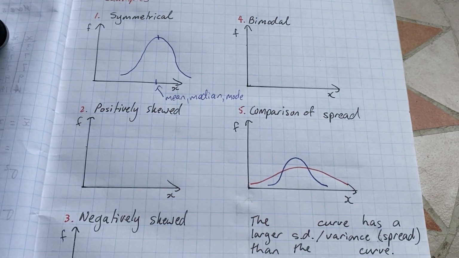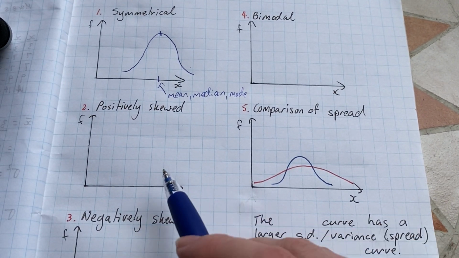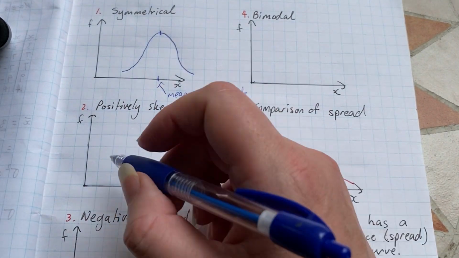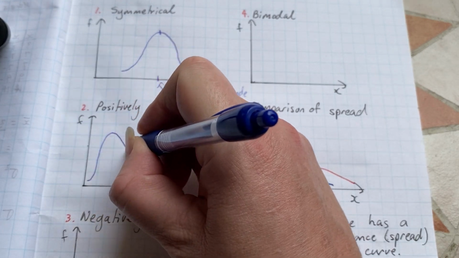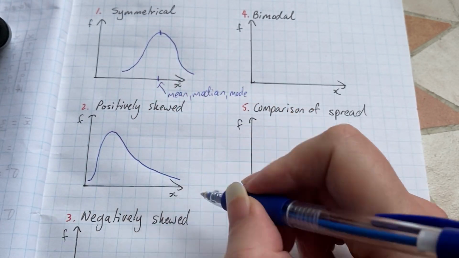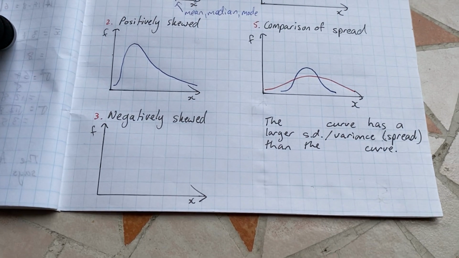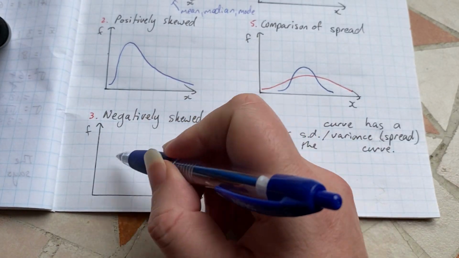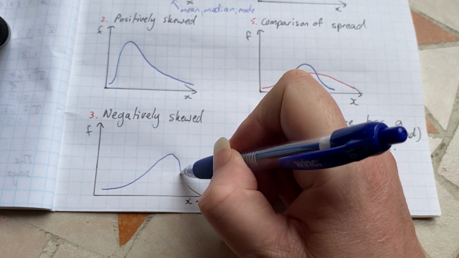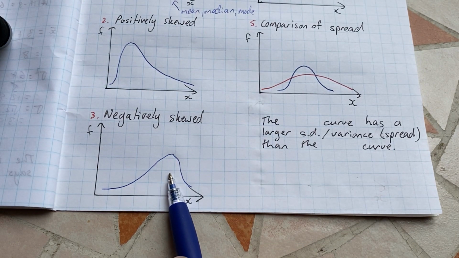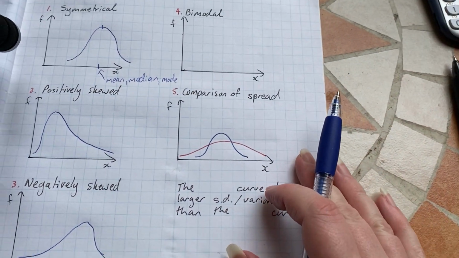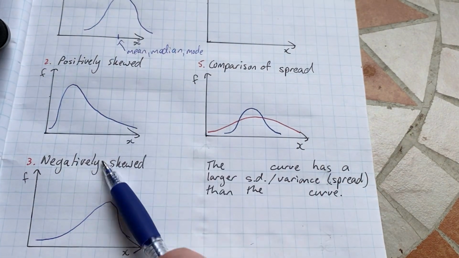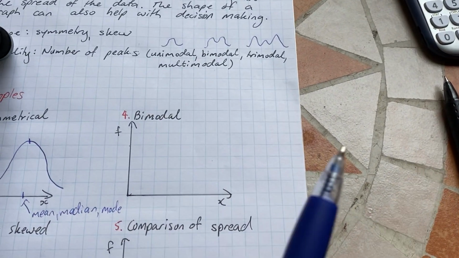If data is positively skewed, then the tail of the data goes in the positive direction. So the peak will be back here, and there'll be a bit of a tail this way. If it's negatively skewed, the same thing, but the tail would be on the left. So the data might look like that. This could be any type of graph. This is just the general shape of the graph.